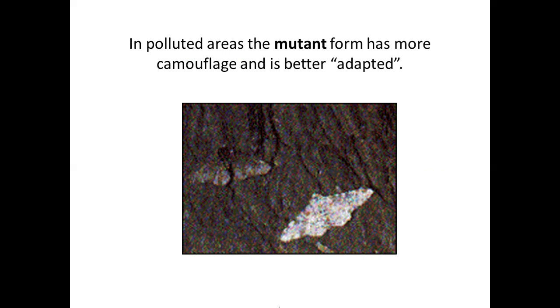Actually, the mutated gene is the one favored in a polluted area. In fact, this gene gives more camouflage. You can barely see the black moth in this picture, and neither can the birds, so the moth survives. In this environment, the one easily eaten by birds will be the light moth. The black one will survive because birds cannot see it, but the white one will be easily seen and eaten by birds.